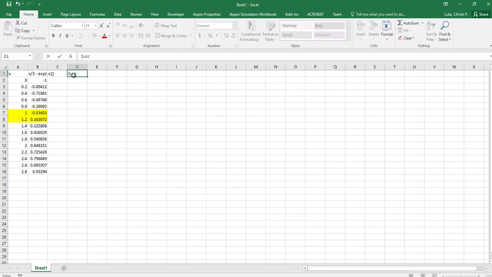So successive substitution says I'm going to start with a guess, and I'm guessing 1, and then I'm going to use that function. So it's equal to 3 times, I don't want d3, I want 3 times the exponential of negative x squared. Okay. And since I'm using relative references in this, I can just copy this on down.